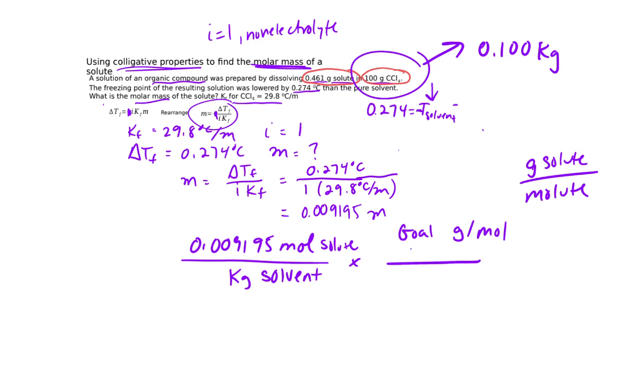So we multiply 0.009195 by 0.1 kilograms of solvent. That's what was used. We're going to end up with moles of solute that are actually in the solution. So we get, I love zeros, 0.0009195 moles.